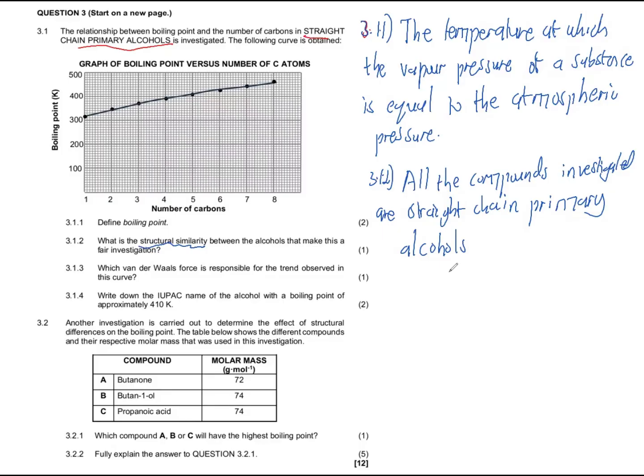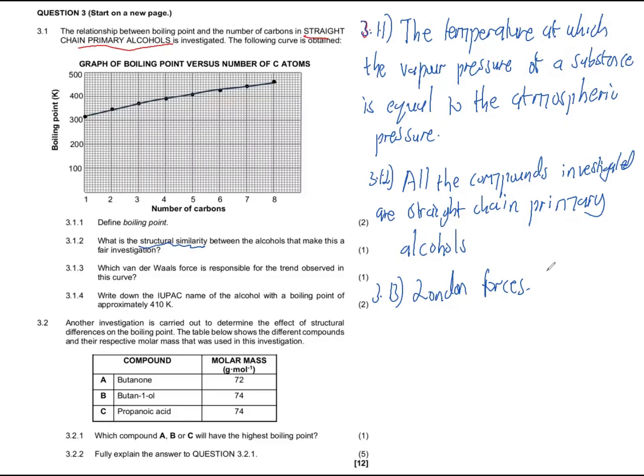So now we know that we are only looking at one independent variable, which is the number of carbons or the chain length, right? And then 3.1.3, which van der Waals force is responsible for the trend observed in this curve, right? Then obviously it has to be what? The London forces. The London forces.